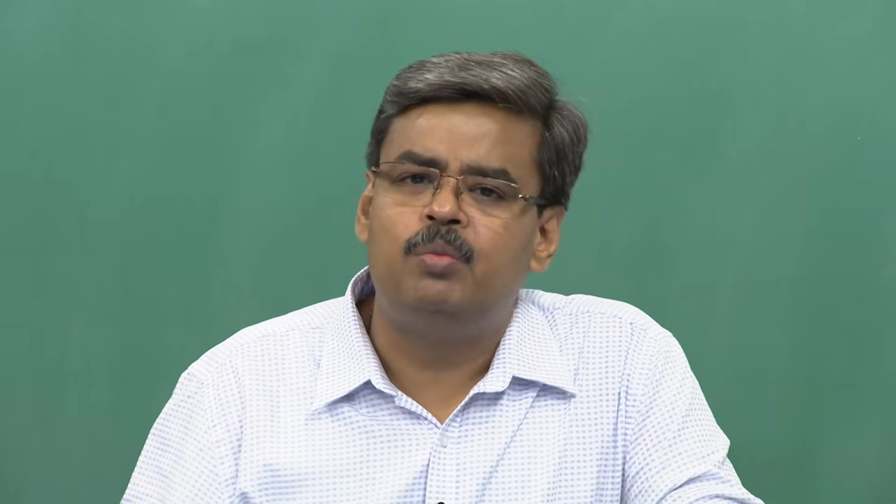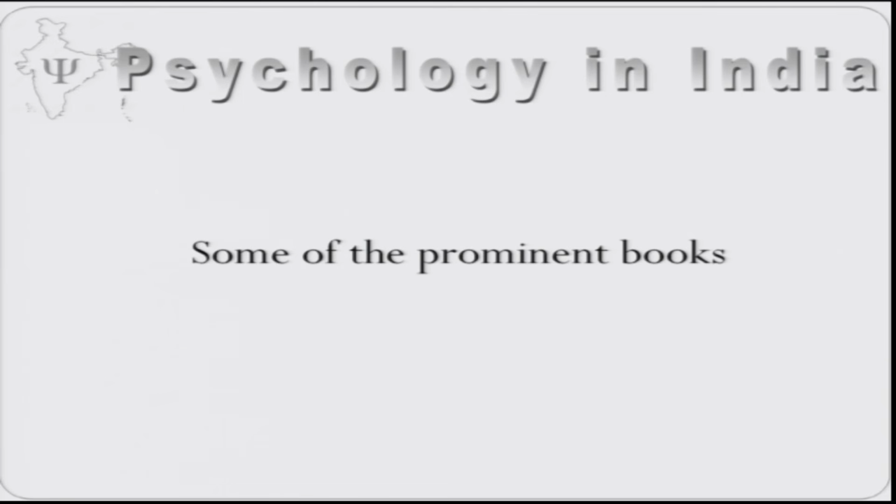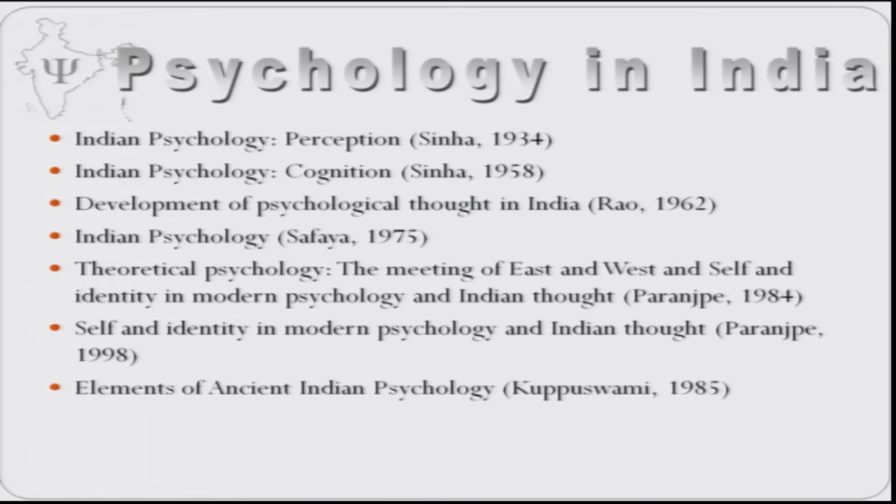Let me talk about some of the prominent books where you can find very good reference to psychology, especially in the Indian context. Indian Psychology: Perception by Sinha in 1934, Indian Psychology: Cognition by the same author in 1958, Development of Psychological Thought in India by Rao, Indian Psychology by Safaya, Theoretical Psychology: The Meeting of East and West, and Self and Identity in Modern Psychology and Indian Thought by Paranjape. The first one was 1984, the second one was 1998.